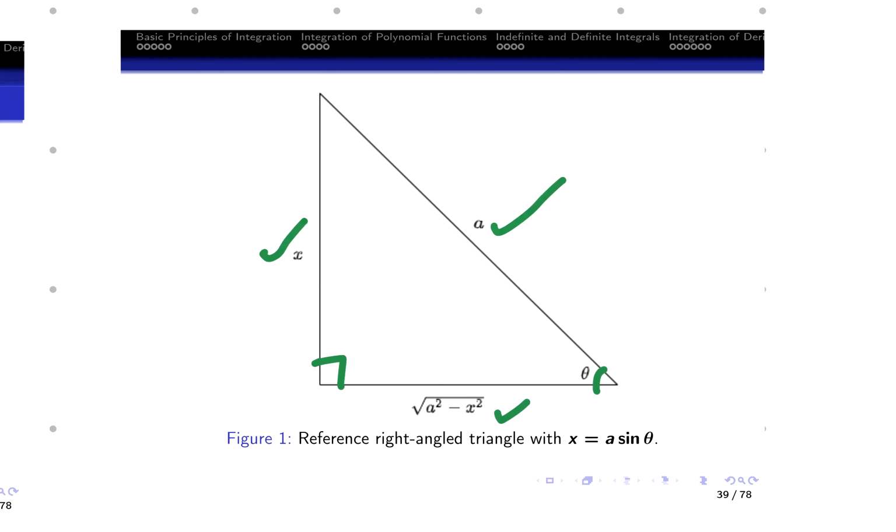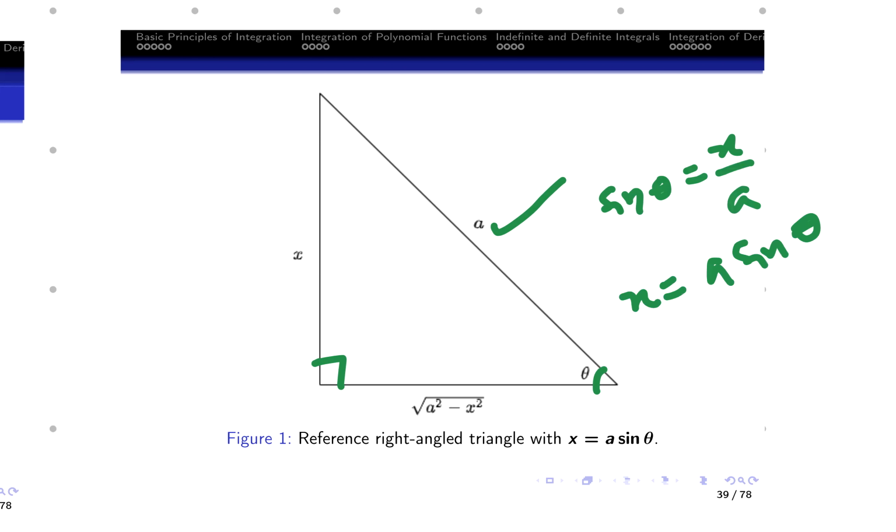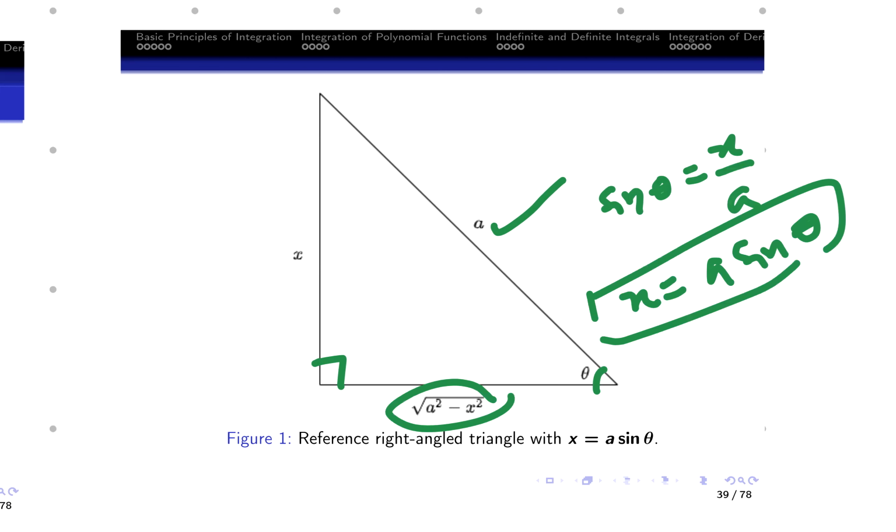Once you have this, you discover that the combination is pretty easy. You simply have sine theta equals opposite x over hypotenuse a. So in that case, you discover that x is equal to a sine theta. x equals a sine theta. Now, that is related to the other side, square root of a squared minus x squared. So whenever you have square root of a squared minus x squared, you just call your x a sine theta. That's the logic of that.